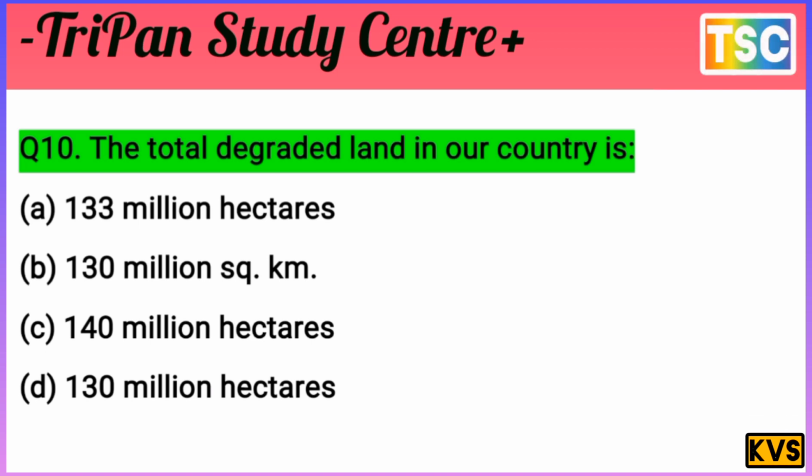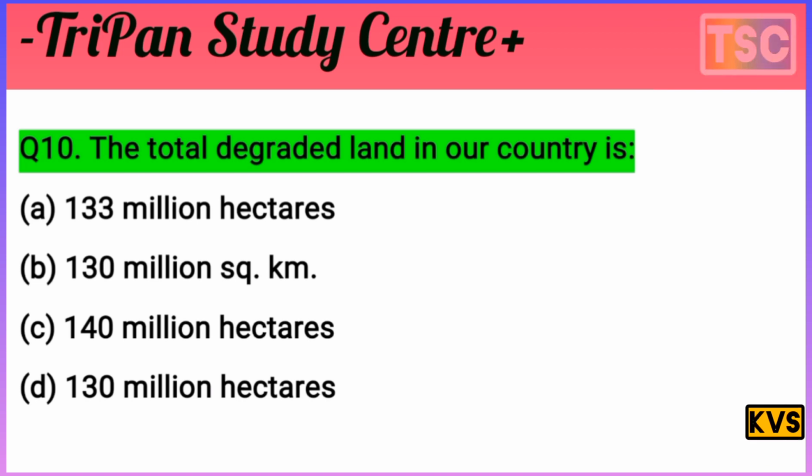You must have thought of your answer. Let's see what our answer is for this question. That's important. First of all, use our elimination method. Elimination method: A and B are directly eliminated, because 130 million square kilometer is not applicable here.